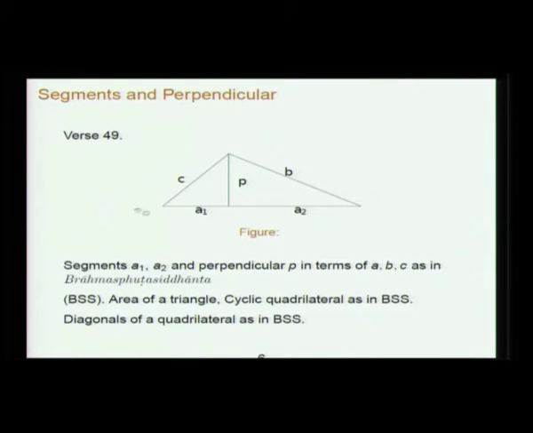For the segments and perpendicular he gives the usual result. I will not repeat it, it has been done several times. So, if the triangle is there, then this is the base, the segments are A1 and A2 and this is the perpendicular. The results were given in Brahma Sputa Siddhanta, even earlier also they were given. So, the same results Mahavira is stating. Then the area of a triangle and cyclic quadrilateral are the same as in Brahma Sputa Siddhanta, and he also considers diagonals of a quadrilateral, which is also the same as in Brahma Sputa.